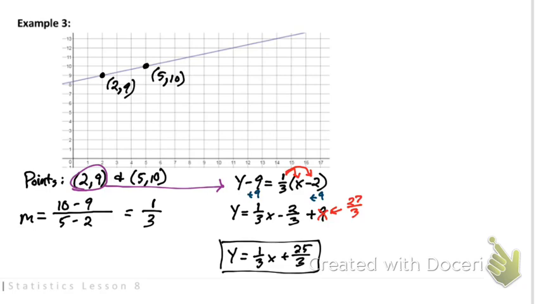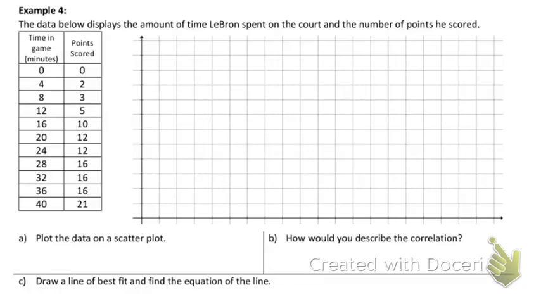Questions on taking 2 points and turning it into an equation for a line? It already was a line, but we're good on that? All right, then we're going to apply it to statistics now. We had to look at that so we could do this next problem. I'm skipping interpolation and extrapolation just for a second. We'll talk about it when it arises in the question.